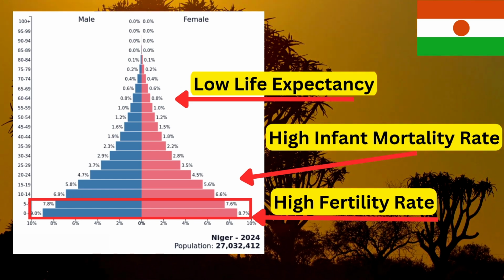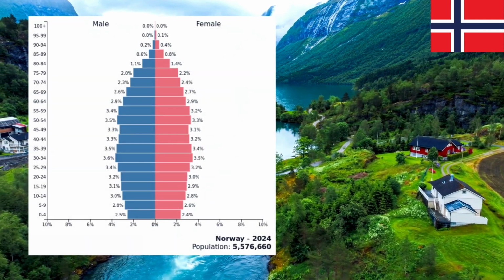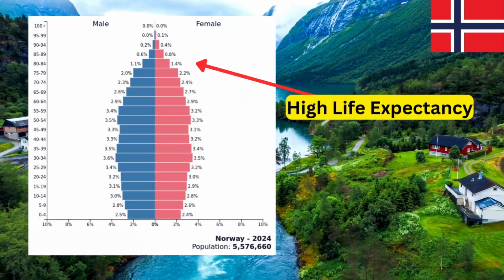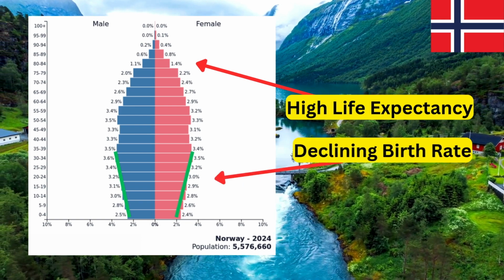To put this in contrast, this is the pyramid that belongs to Norway. It shows us that most of its population is healthy enough to reach a retirement, and this trend of smaller bars at the base shows that the birth rate is slowly declining.